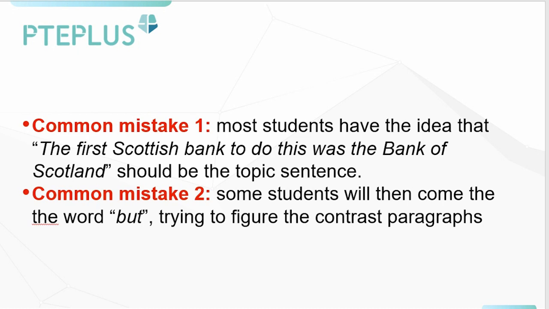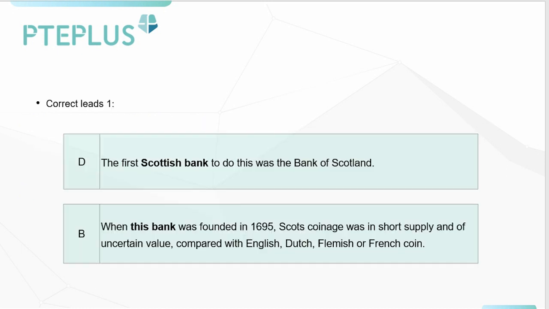So instead, what should we be doing? If we want to avoid putting things in the first location, and if we want to avoid using the word but to try to figure out what the paragraphs are, what can we do? What we can do is look at how to generate correct leads. Obviously, this comes in the form of analyzing the paragraph.